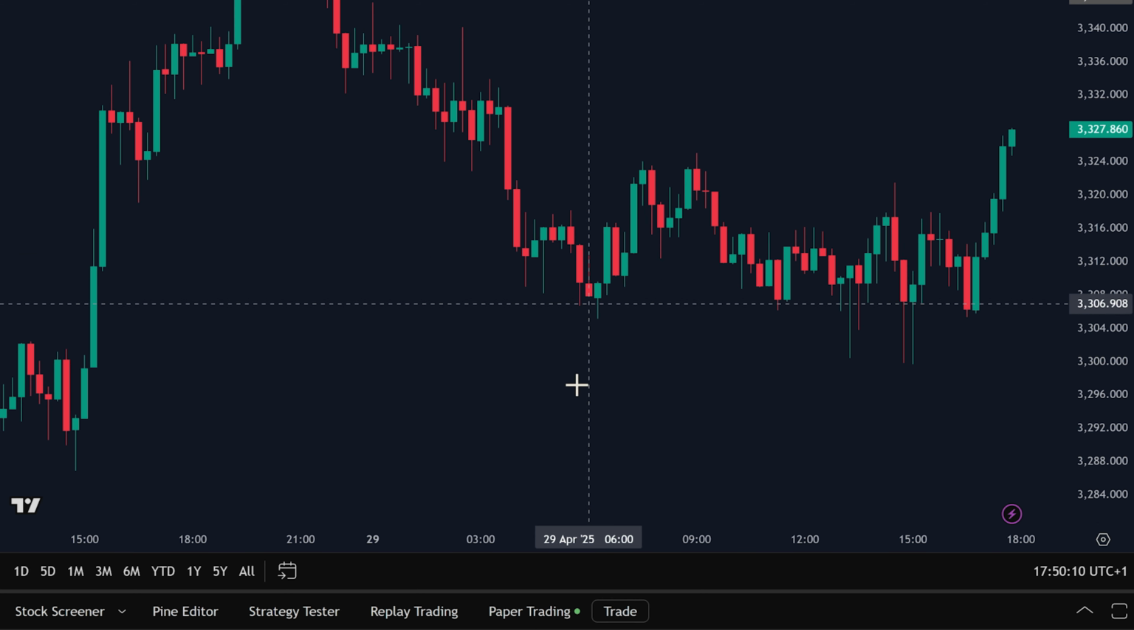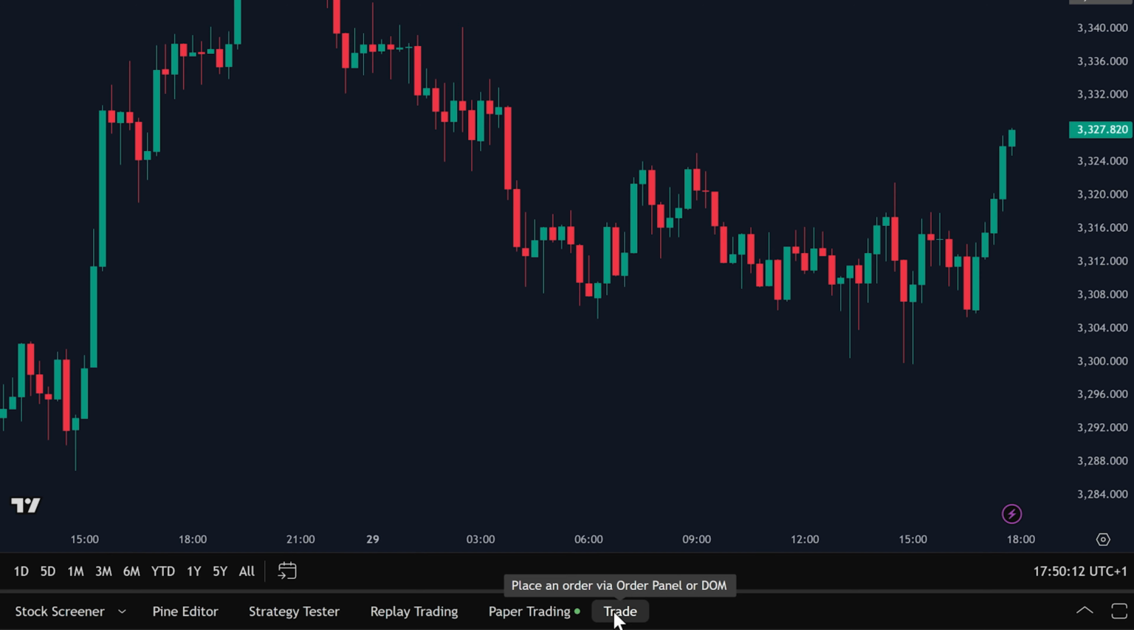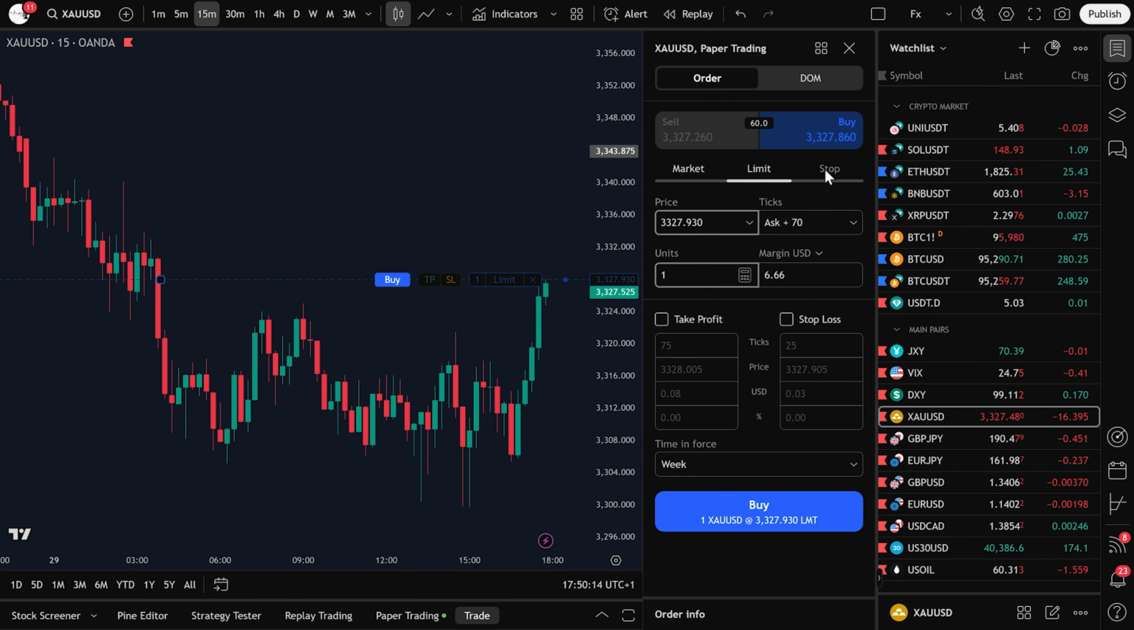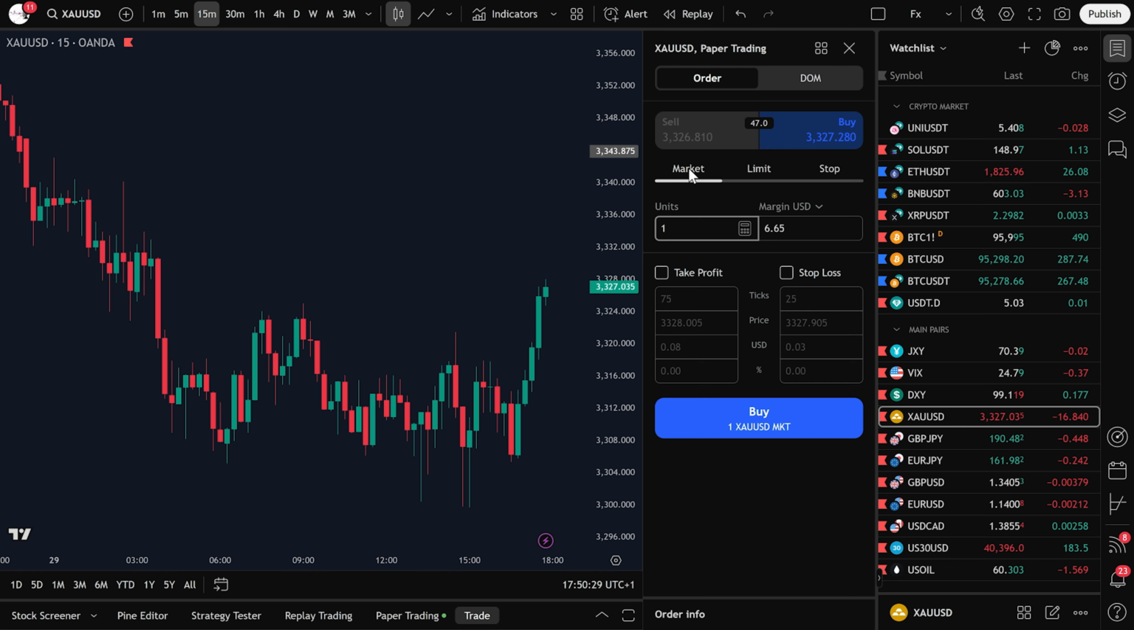Now let's go ahead and take a trade. It's very simple. Click on Trade. You'll see two big buttons here, Buy and Sell. You'll also notice two types of order options, Market Order and Limit Order. Let's start with Market Order. In a market order, the trade activates immediately once you click Buy or Sell at the current market price.